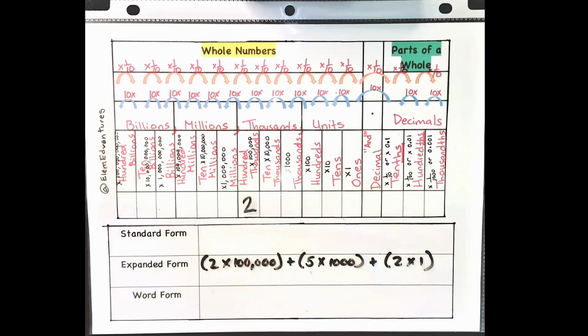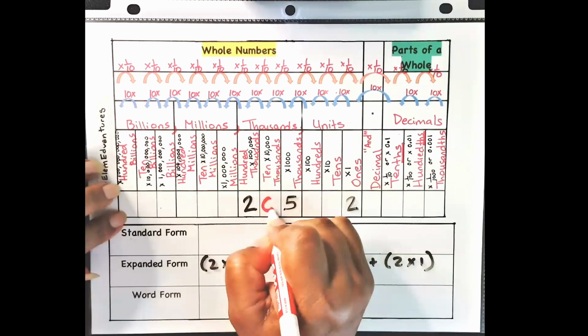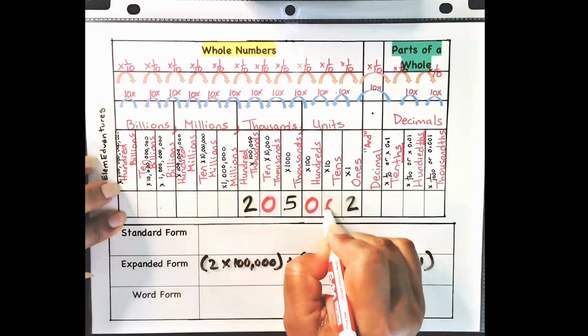The next part of our expanded form is 5 times 1,000. That means 5 is in the thousands place. The last part in this expanded form is 2 times 1. And that's telling you that the digit 2 is in the ones place. Once again, we have some gaps to fill in with 0.